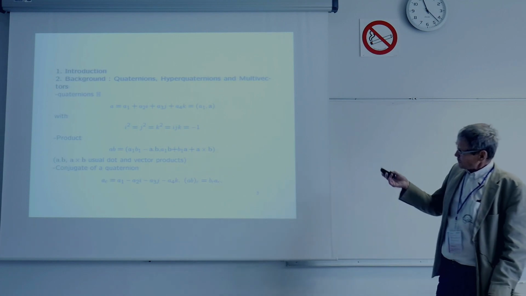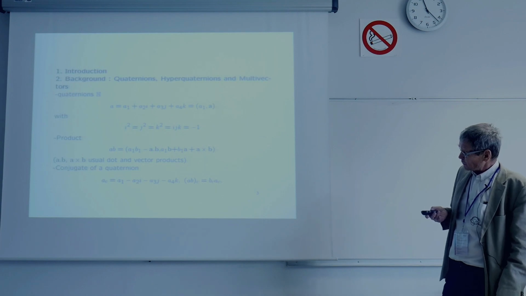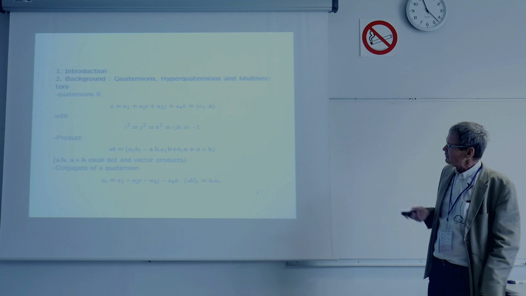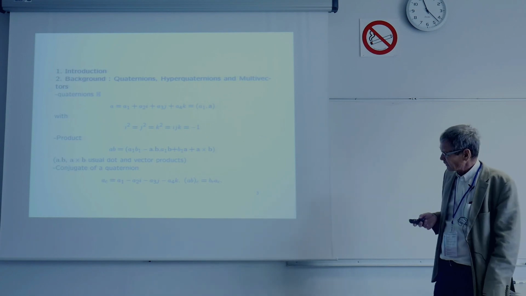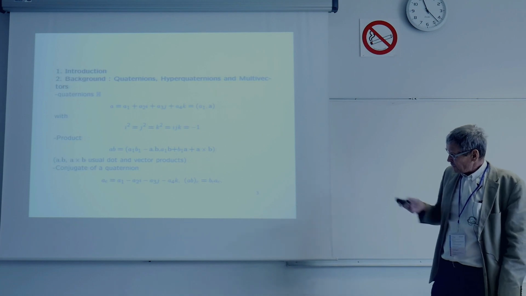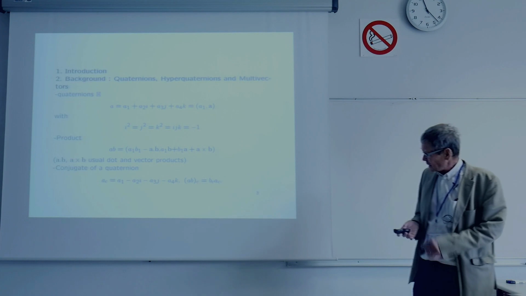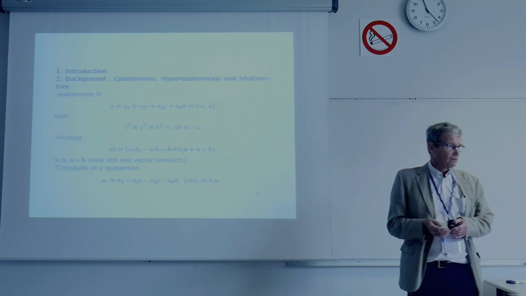The product, you just develop this algebra, and you have the product, which here is expressed in terms of the scalar product and a vector product, but it can be presented differently. We define the conjugate of a quaternion, with the property (AB) conjugate is equal to B conjugate A conjugate.